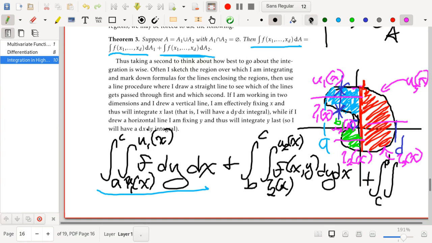So this would be L3 of x to U3 of x, and then f dy dx. Okay, so that's how you would do it if you decided that you were going to fix x first, which would then mean that you integrate y first.